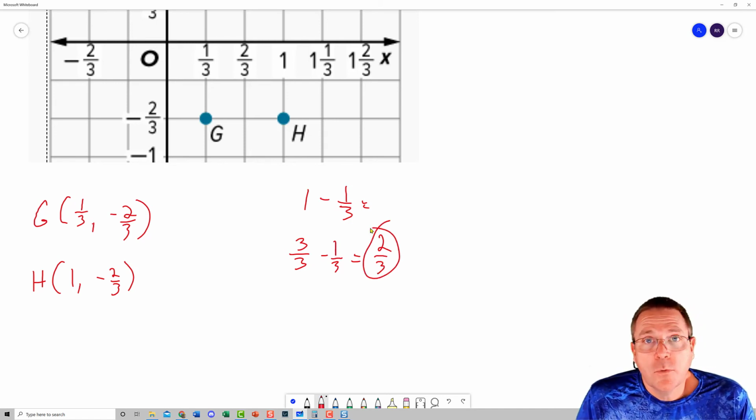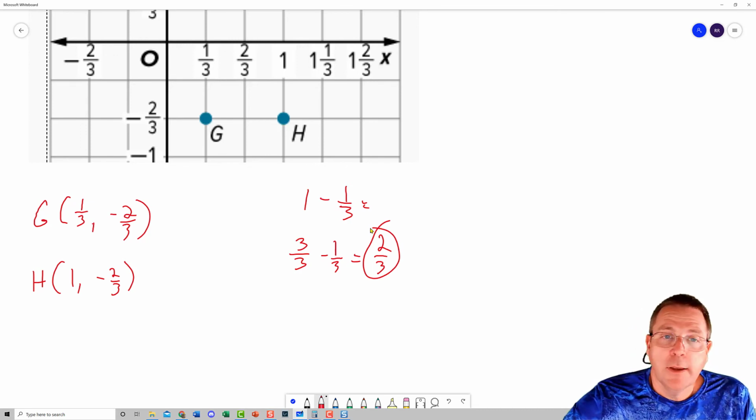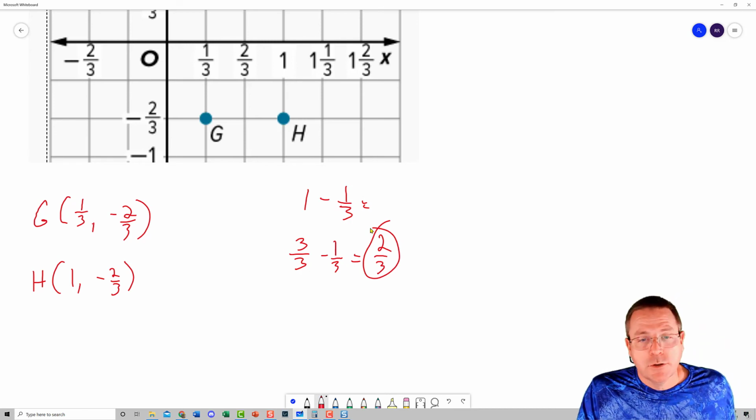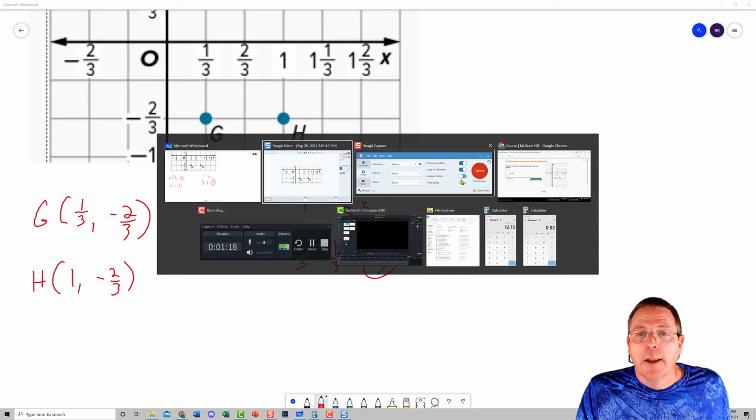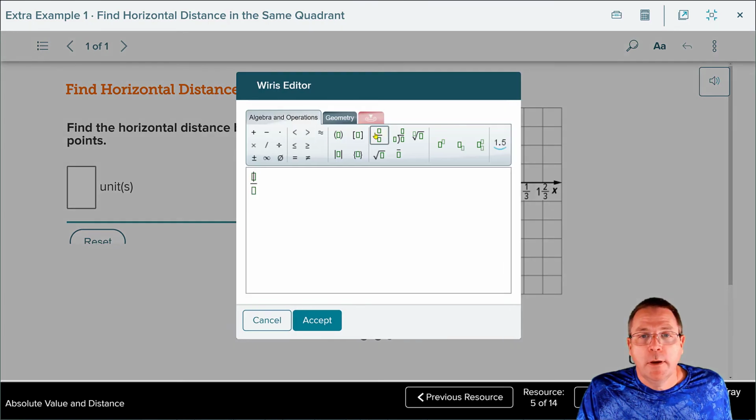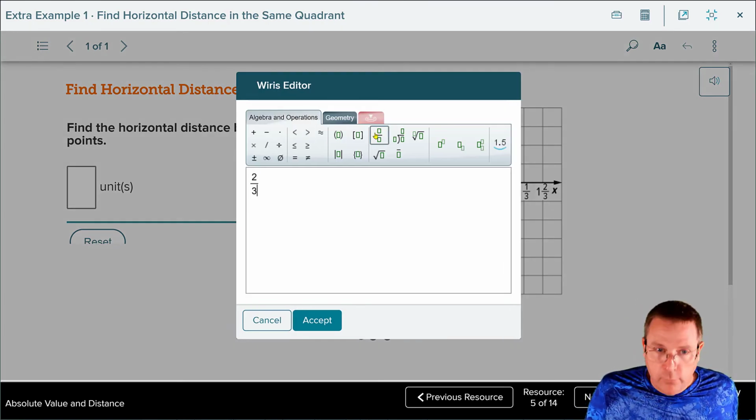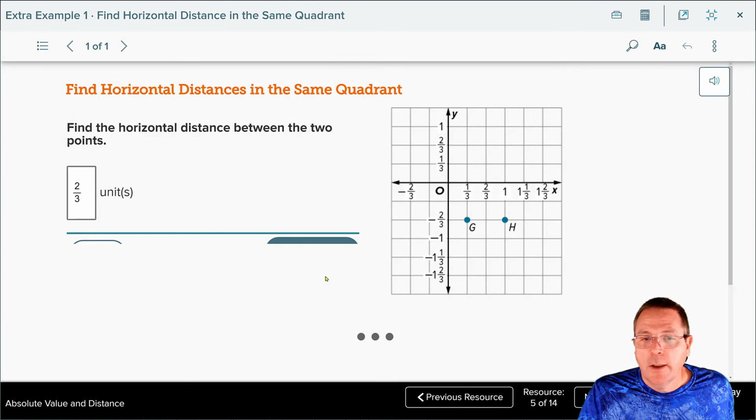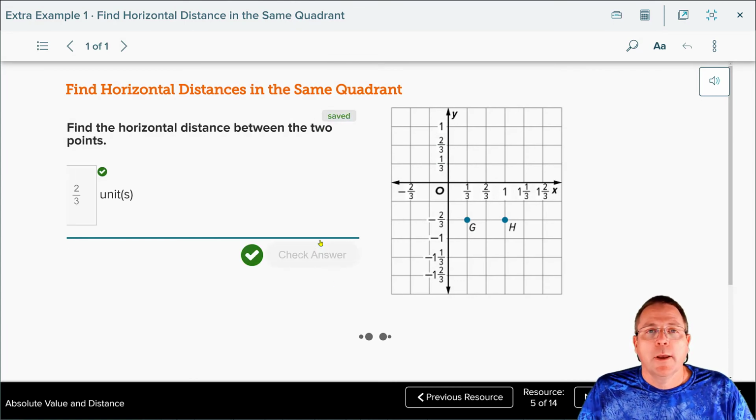This is showing your work, people. This is what I must see. If I see anything else, you will of course have done it just for fun. Now we're going to go back to our problem. We're going to type in our answer of 2/3, accept and check, and we got the right answer.